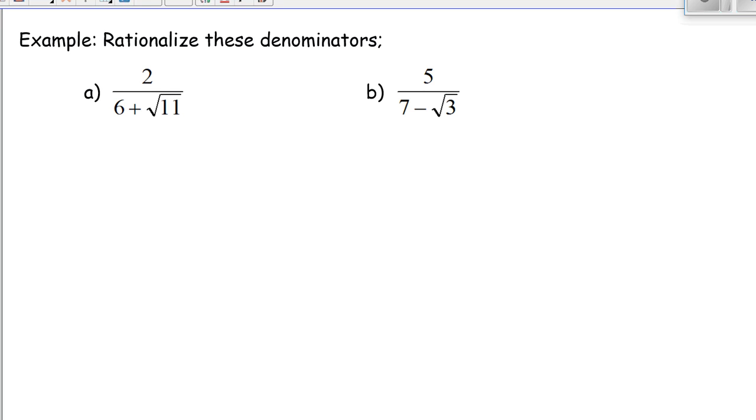Before I work out these questions, I want to talk about something else. You may have learned this before. It's called difference of two squares.